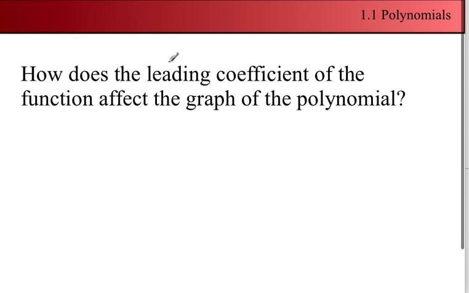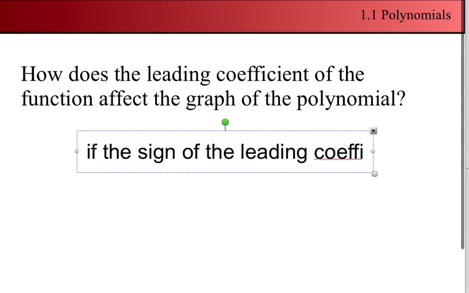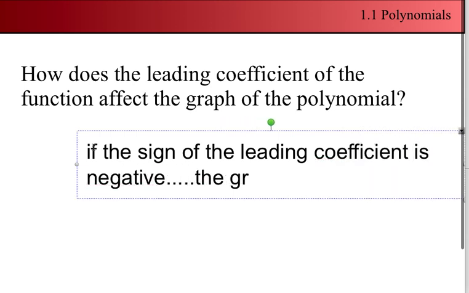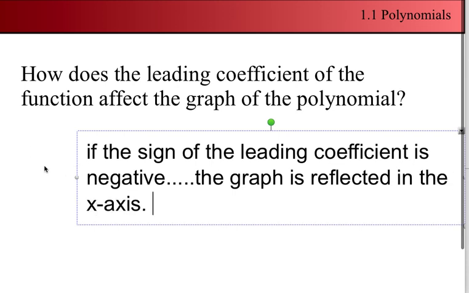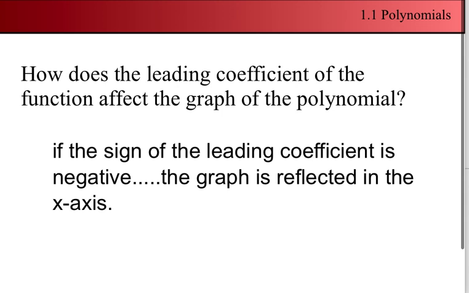Okay, so our note here is, how does the leading coefficient change things? If the sign of the leading coefficient is negative, the graph is reflected in the x-axis. It's upside down. So that means that the normal end behavior is now going to be reflected. If it was going up, now it's going down. If it was going down, now it's going up. The sign is all that we're really going to focus on here. The actual number just means, like we've discussed in grade 11, it's a stretch or a compression.